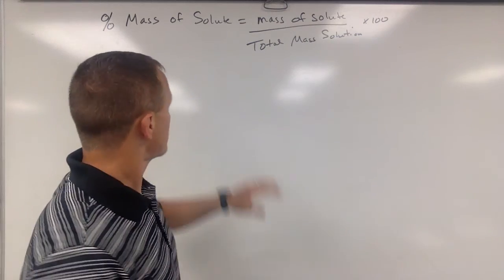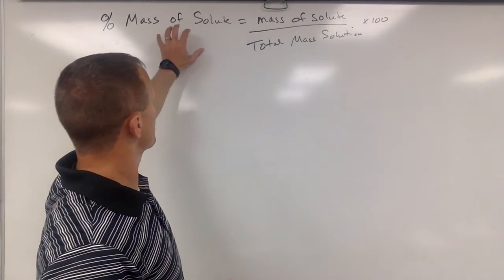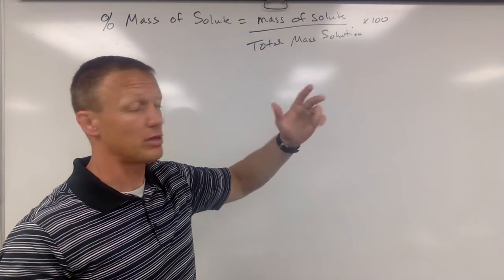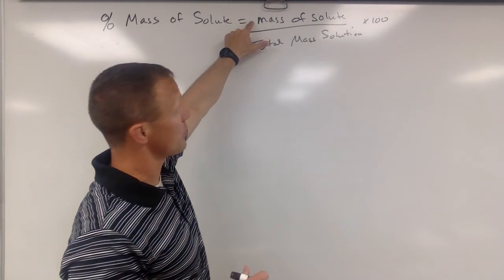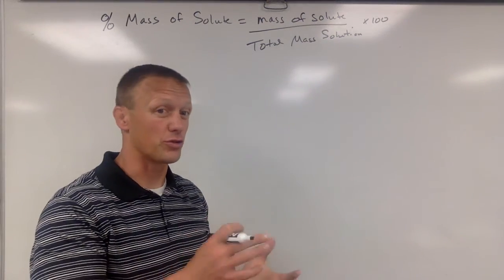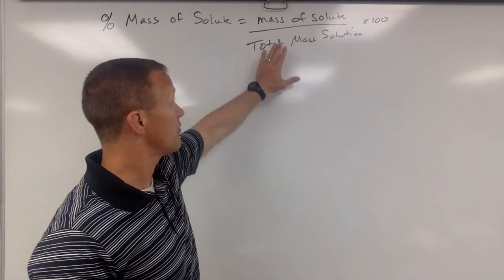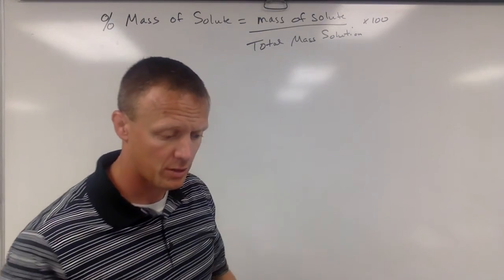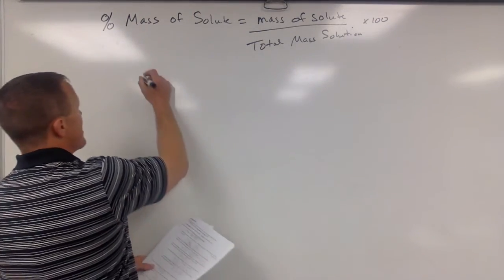All right. So if we want to know percent mass of a solute, that's one way to find concentration. We'll do two different ways, this and molarity. We need the mass of the solute in grams, so the stuff dissolved, like the sugar or the salt, divided by the total mass of the solution. So that would usually be the solute plus water. So letter A here.